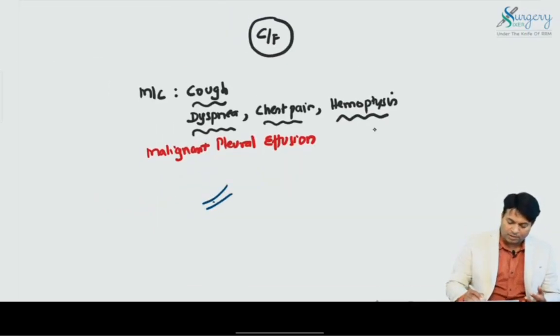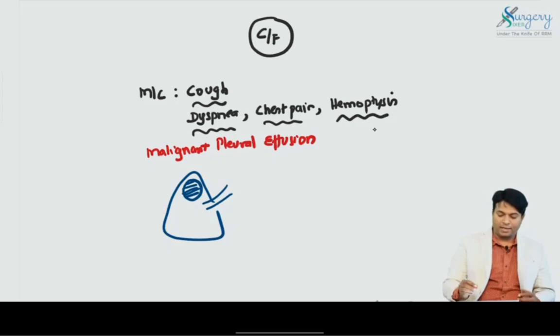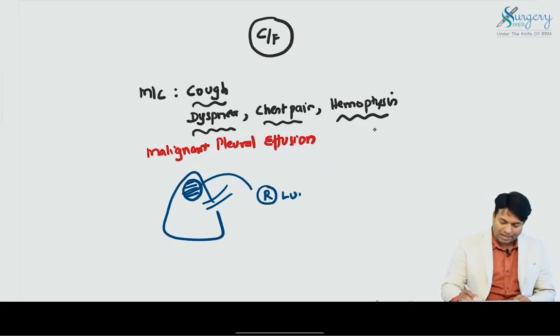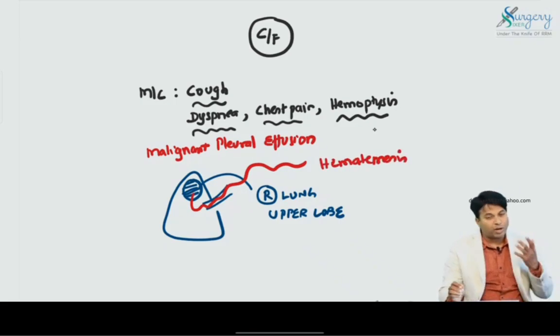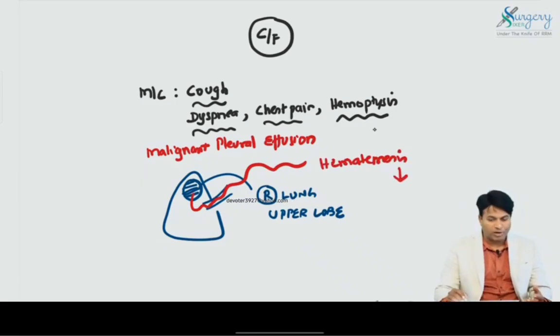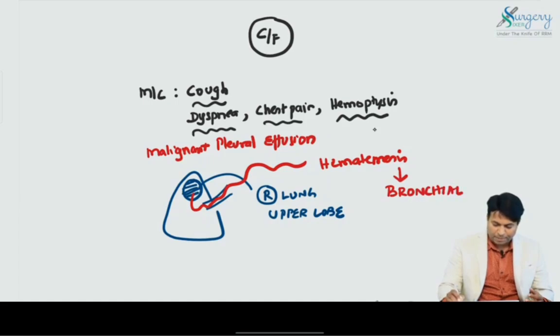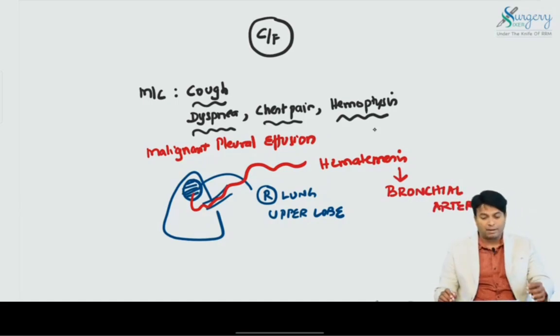The tumor is most common in the right lung, usually in the upper lobe. If this patient has hemoptysis, the source is usually from which artery? The bronchial artery. This question came in the national board exam. The bleeding is usually from a bronchial artery bleed.